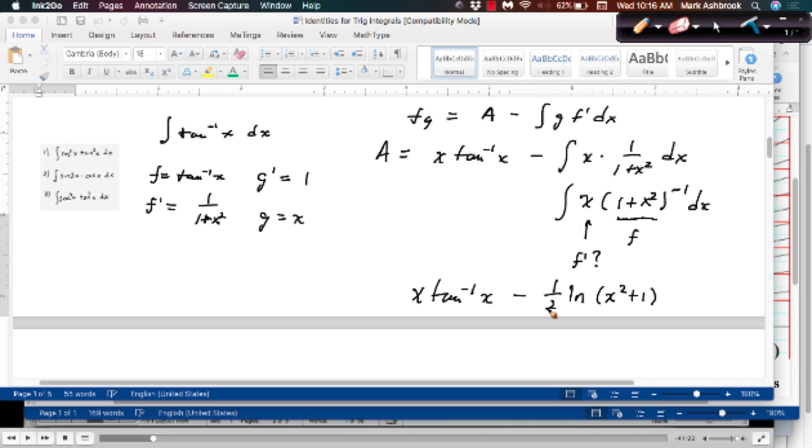We need the 1/2. Okay, so we said that you should do absolute value. Here it's not necessary because x squared plus 1 is always positive. But you can always put it on there. It doesn't hurt to put it on there. But here it's okay to leave it off. So either way. And then plus c. Questions on this example?